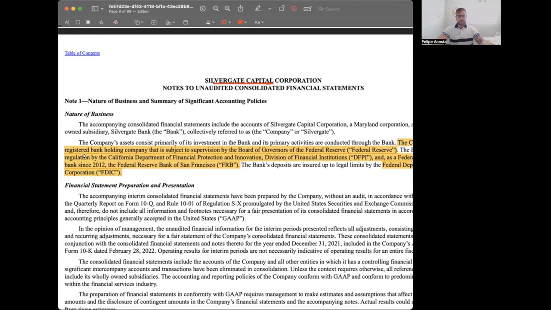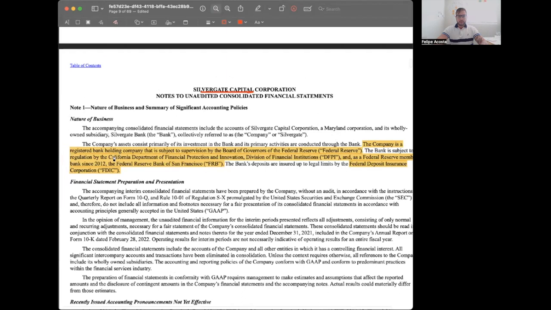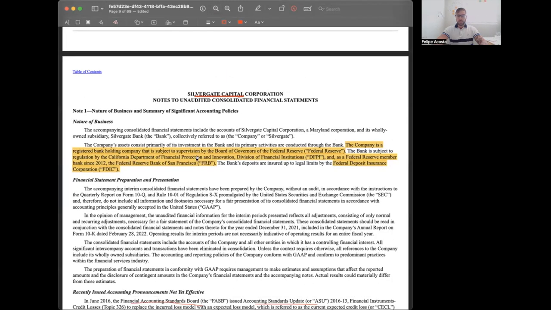The company is a registered bank holding company that is subject to supervision by the Board of Governors of the Federal Reserve. The bank is subject to regulation by the California Department of Financial Protection and Innovation, Division of Financial Institutions, and as a Federal Reserve member bank since 2012, the Federal Reserve Bank of San Francisco. The bank's deposits are insured up to a legal limit by the Federal Deposit Insurance Corporation.